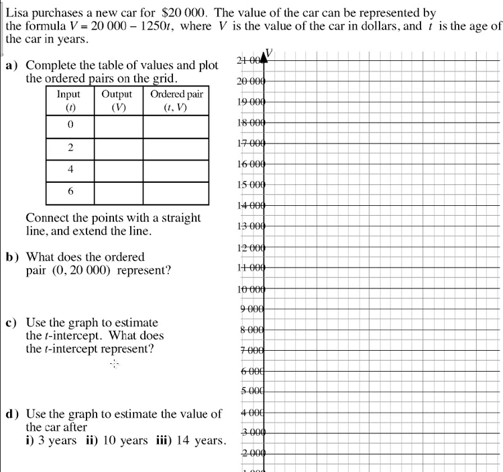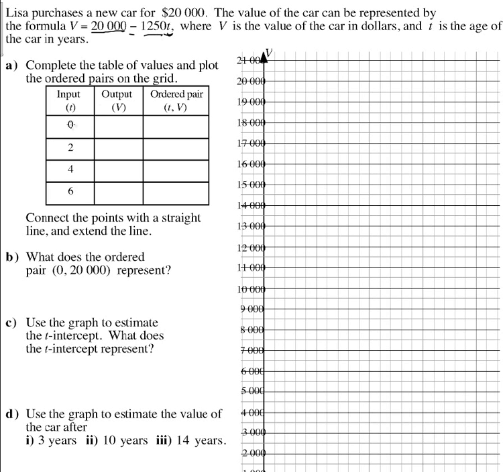Lisa buys a car for 20,000 bucks. The value of the car can be represented by 20,000 minus 1250t. Okay, so this is saying the value starts at 20,000, but then it goes down by 1250 multiplied by how many years old the car is. So cars start out worth a lot, and then they become worth less as they wear out. And they ask us to plug some numbers into that.